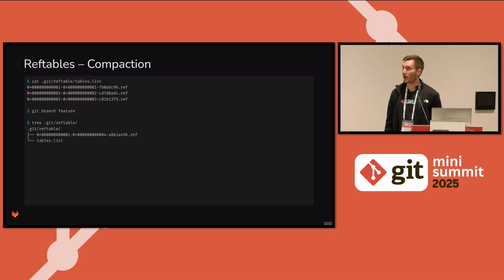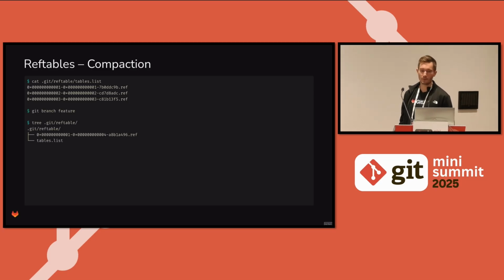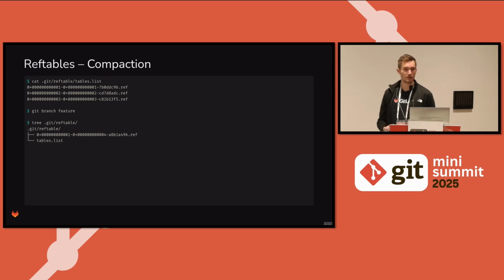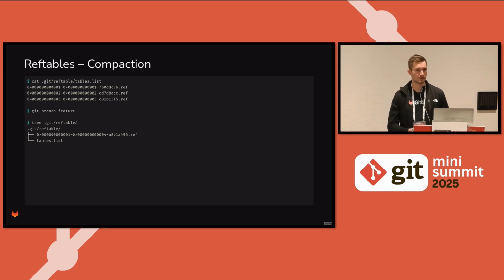So let's create another branch. As you can see, this time around, we didn't actually append a new table. Instead, we end up with a single merged table that contains all of the references of that repository.